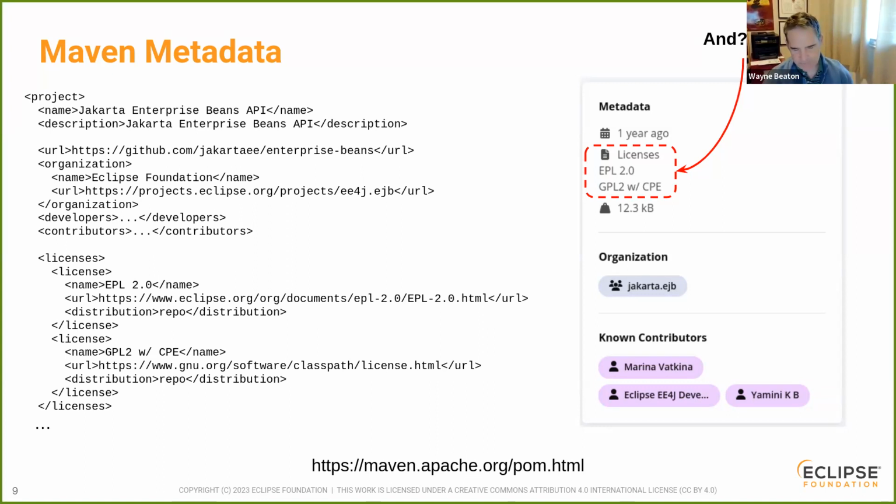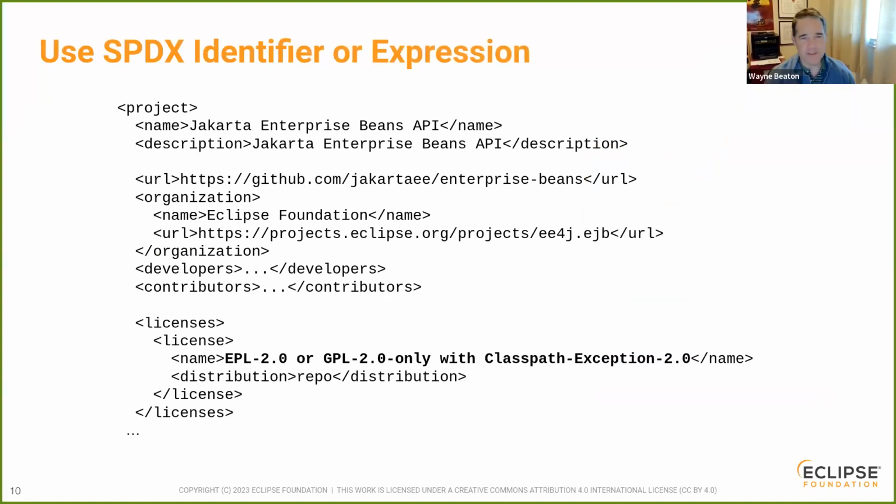The way licenses are combined can be challenging, and making this as easy as possible for consumers is what we need to do. And again, for meaningful generation of SBOMs. So the Maven documentation itself actually says in the name field, use an SPDX identifier or an SPDX expression.